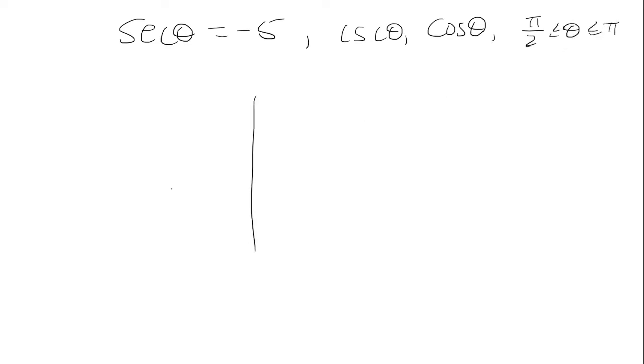Okay, so let's draw our graph. Pi over 2 to pi is in the second quadrant. So let's say we have the second quadrant here. Theta is our angle.